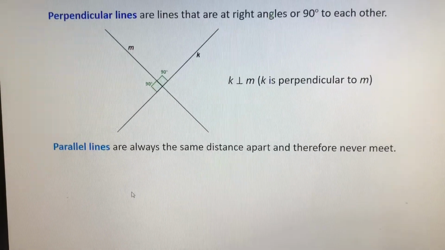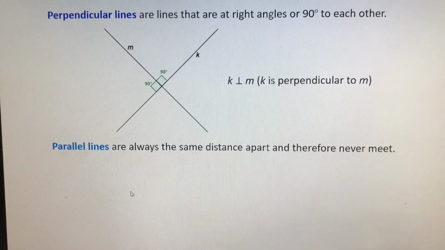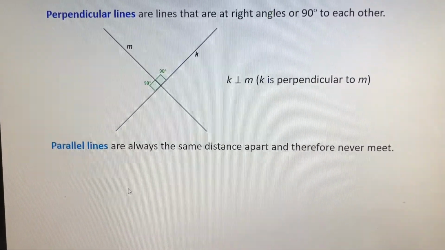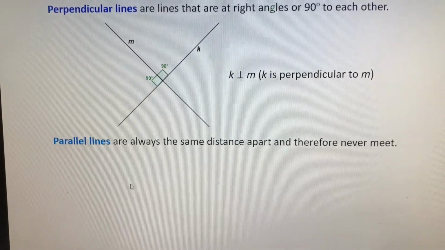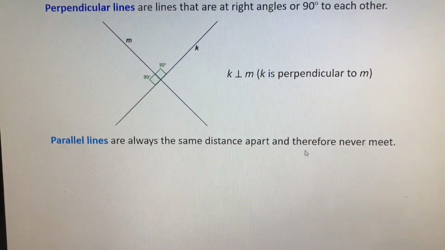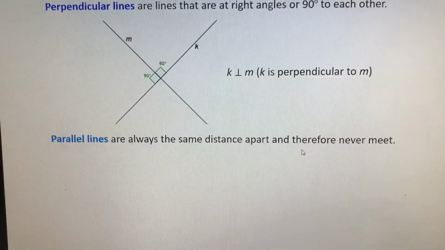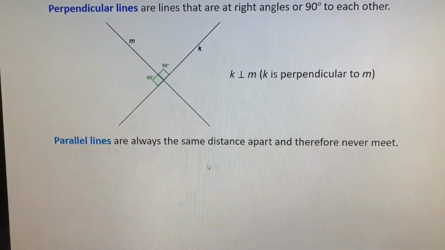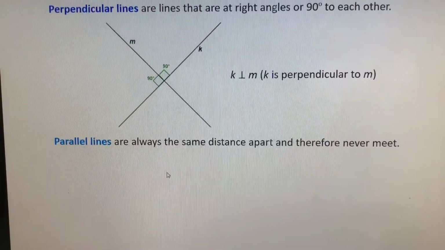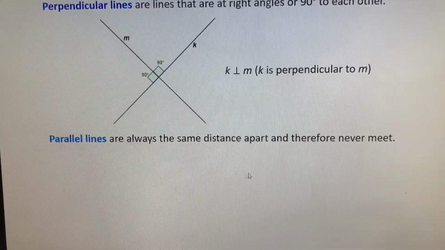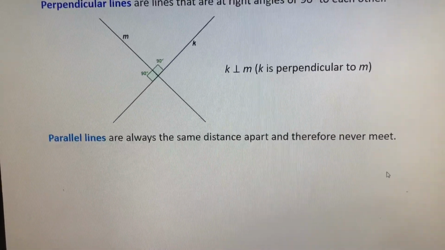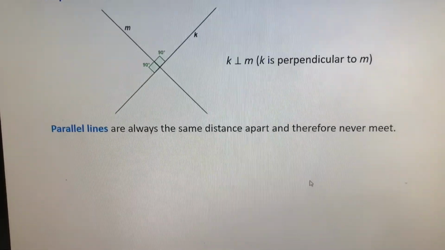Next, let's look at parallel lines. Parallel lines always have the same distance between them, and that means that they will never ever intersect each other. It doesn't matter where you measure, somewhere closer to minus infinity, somewhere close to zero, somewhere close to positive infinity, but they will always have the same distance between them.